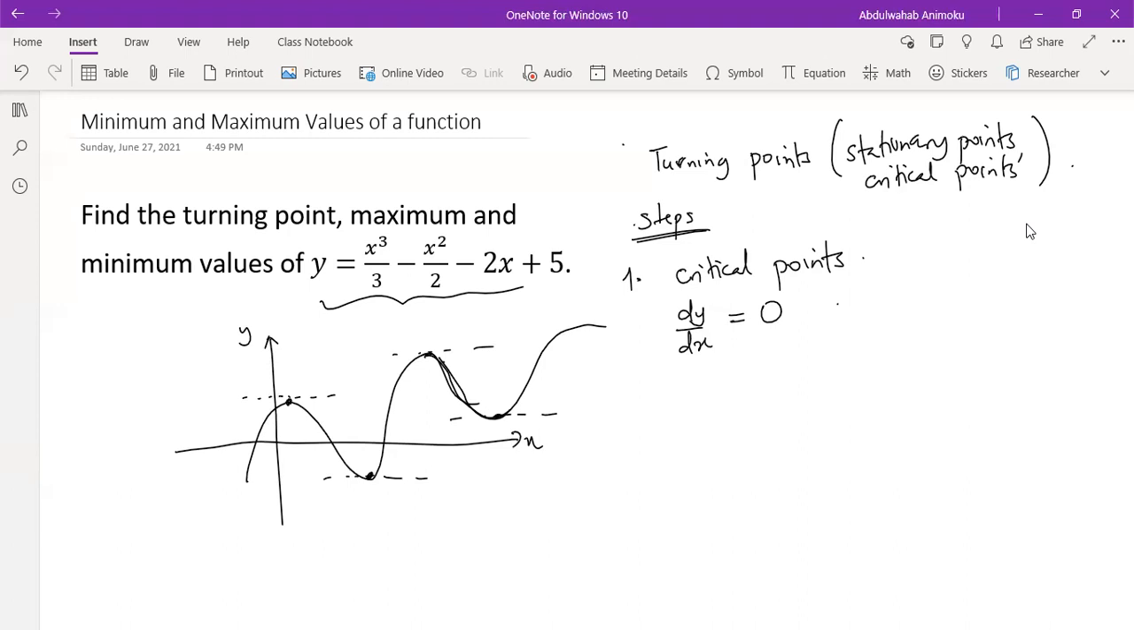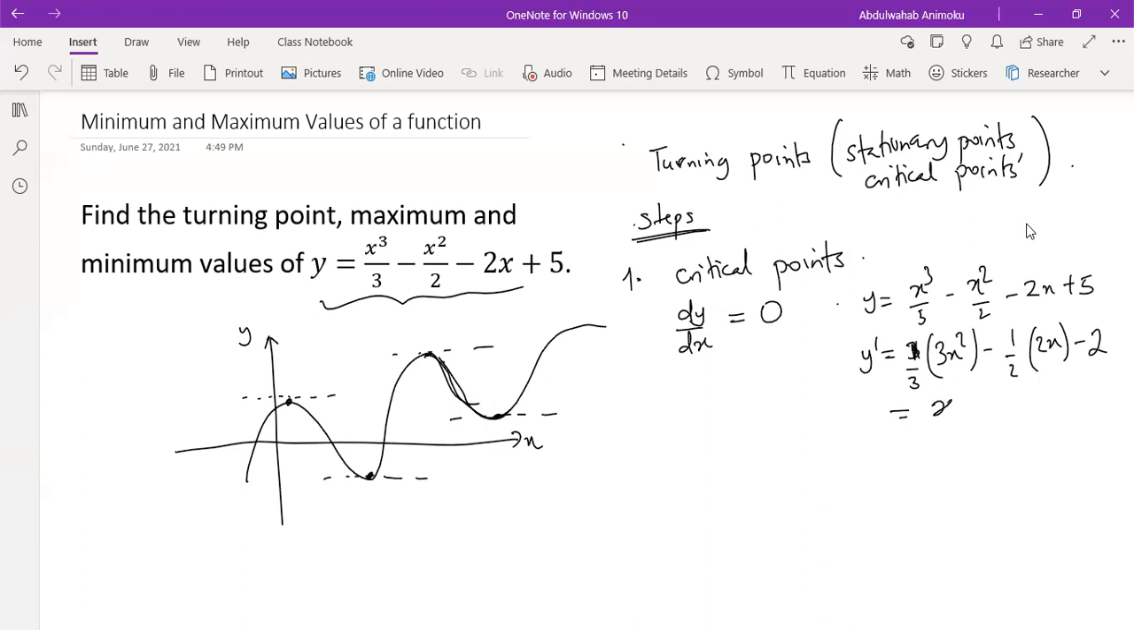Now let's do that. So dy/dx is the derivative of this. We know that y is x cubed over 3 minus x squared over 2 minus 2x plus 5. So all we need to do is find the derivative of this. We can take the constant out and take the derivative of x cubed, which is 3x squared, minus 1 over 2 times 2x, then minus 2. When you simplify, this gives x squared minus x minus 2. So all we need to solve to get the critical points is this equal to 0.